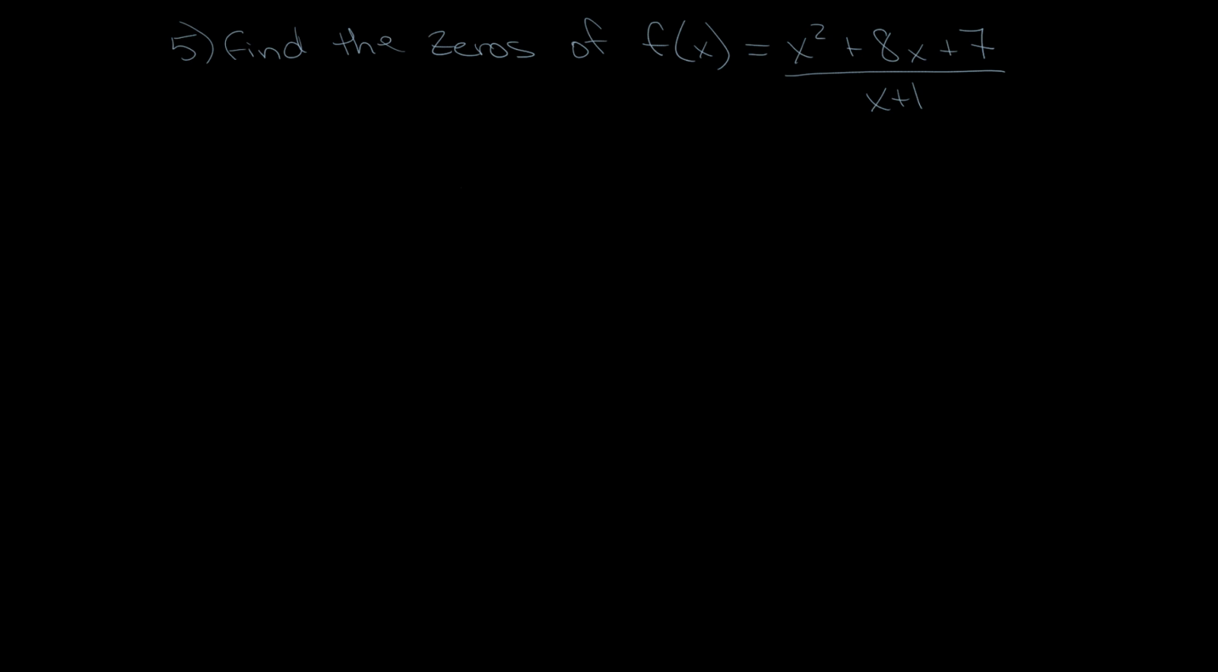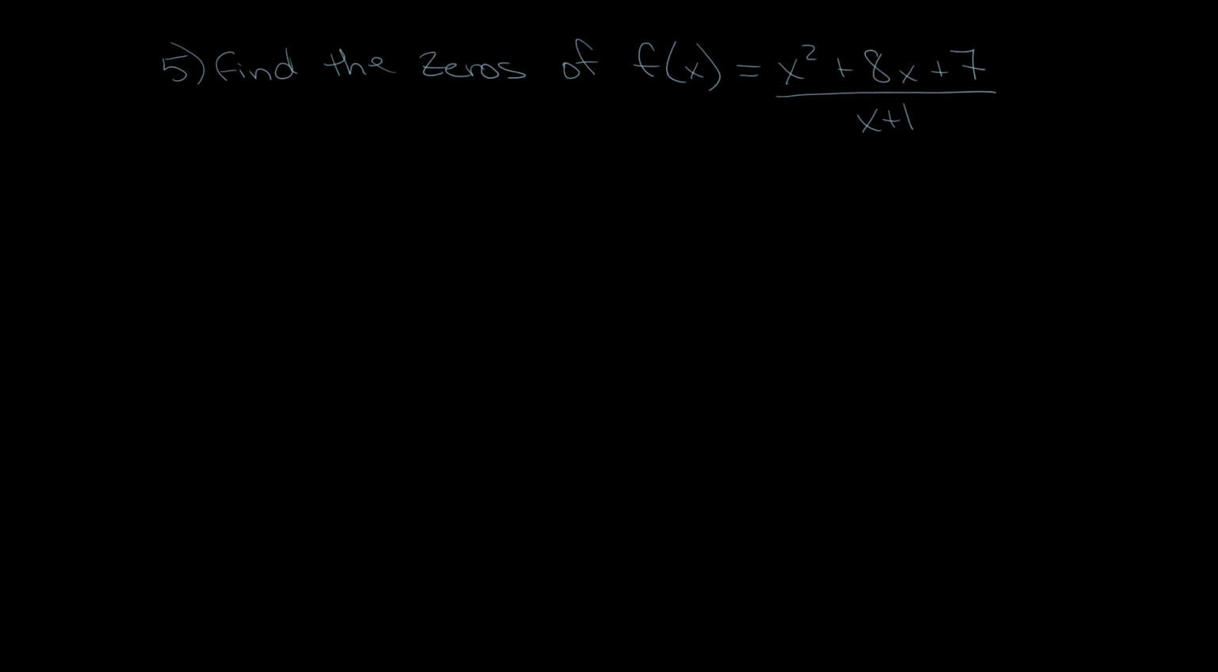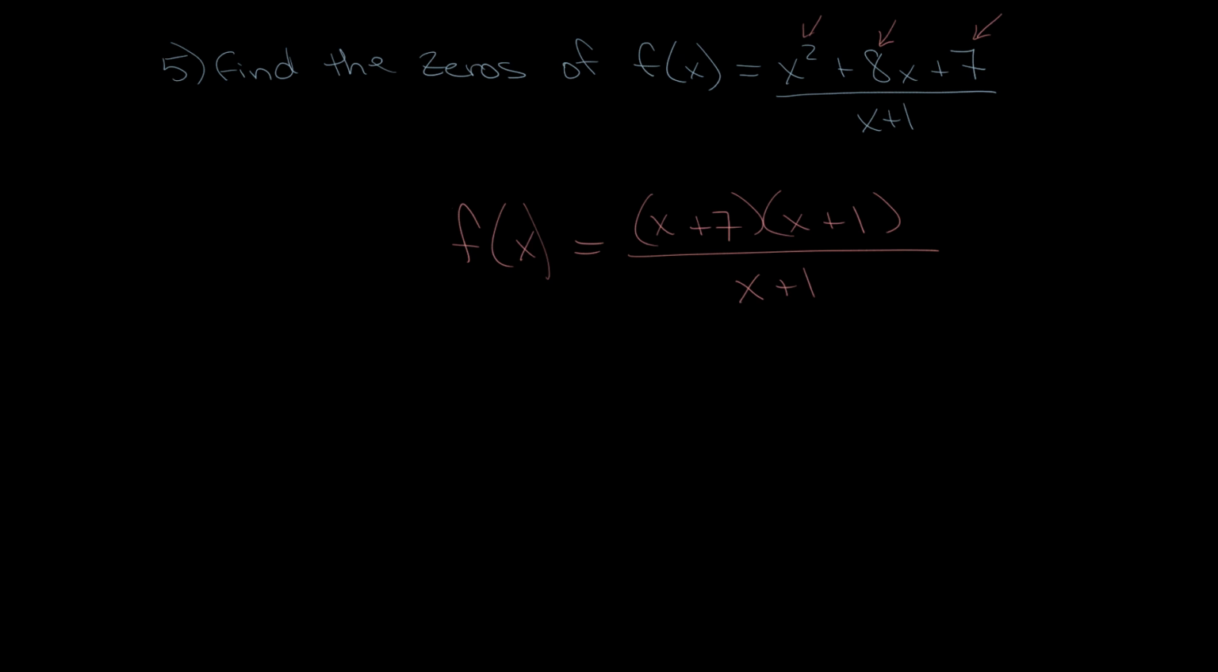All right, so you would get f of x equals, let's factor the numerator. So what multiplies together to give us x squared? X times x. What multiplies together to give us 7 that adds together to give us 8? 7 and 1. And then in the denominator, we have the x plus 1.